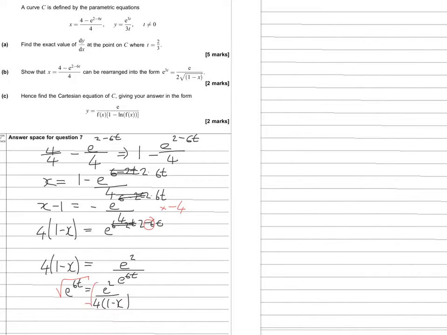Square root both sides, and I get, when I square root, it's power of a half, so I'm timesing by a half, so it's e to the 3t. E squared, square root of that is going to be e, over the square root of 4 in brackets 1 minus x. So e to the 3t equals e over 2 root 1 minus x.